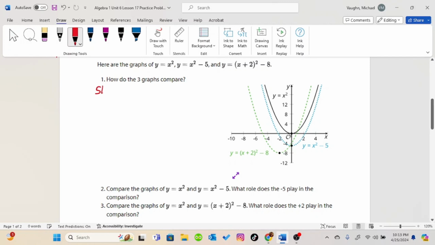So the shape is the same, but locations are different.